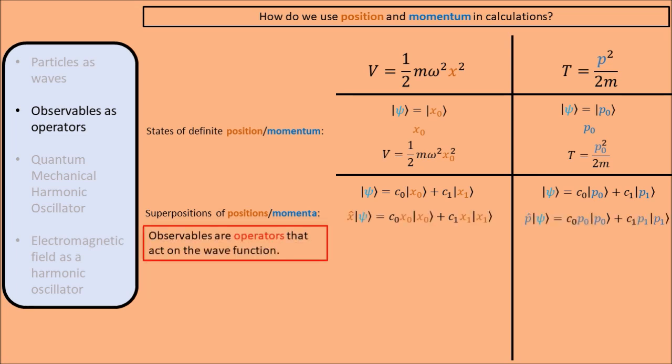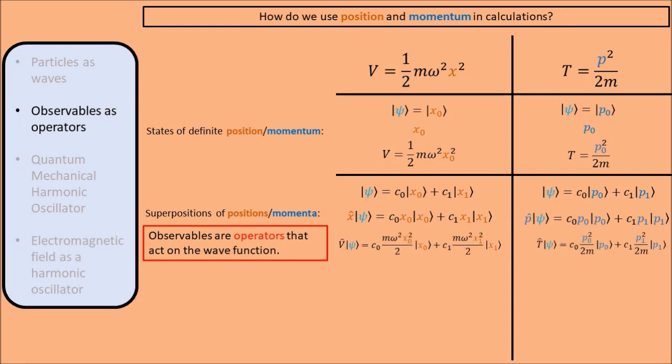Rather, observables now become operators that can act on the wave function, and these operators are indicated with a hat. When you apply the x operator to the wave function, then the state with position x0 will get multiplied by x0, and the state with position x1 will get multiplied by x1. And the same goes for the momentum operator.